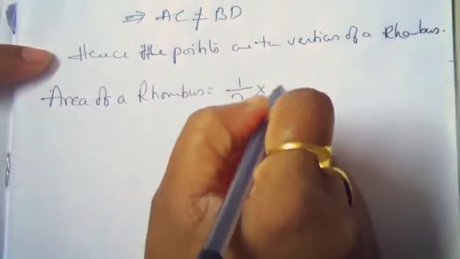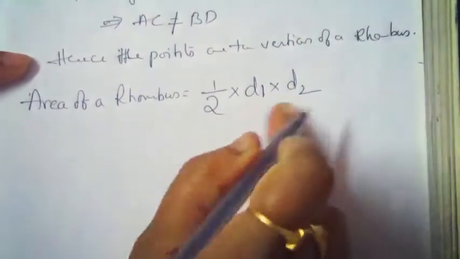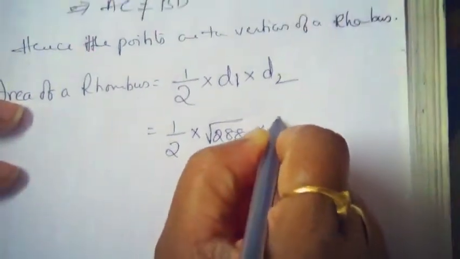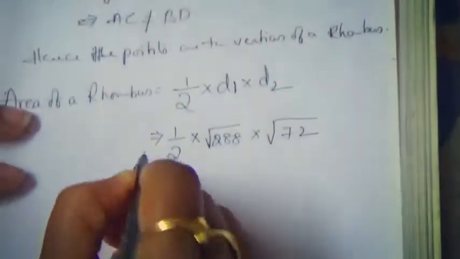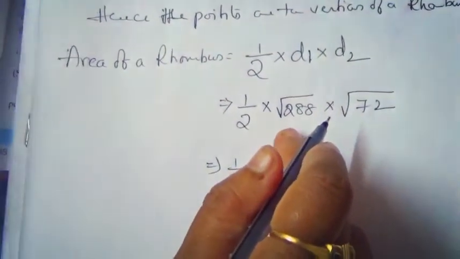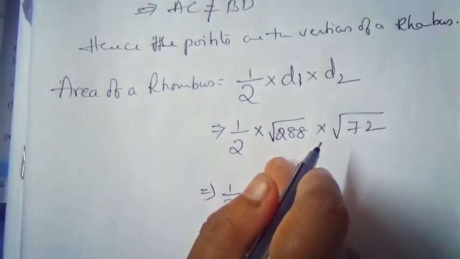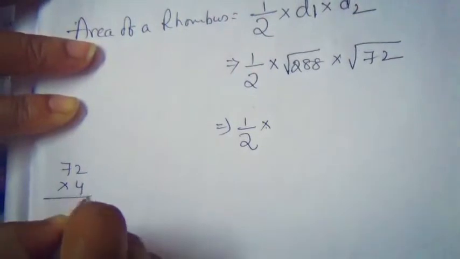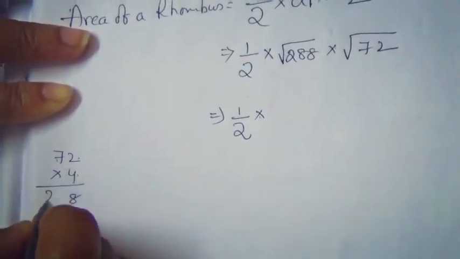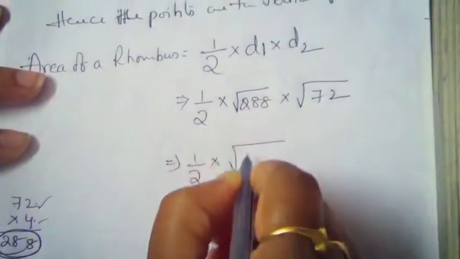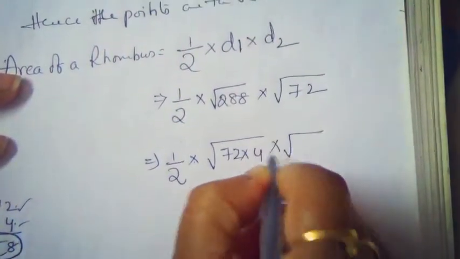That is equal to half diagonal 1 into diagonal 2, the product of diagonals. Half into square root of, what is the first diagonal value? Square root of 288 into square root of 72. Okay. So half into, look at here, this 288, we can write this as 4 into 72. When you are doing the multiplication of these two, you just look here: 72 into 4, 4 2s 8, 7 4s 28. For 288 we can write this number as 72 into 4. So I can write this number as 72 into 4 into 72.